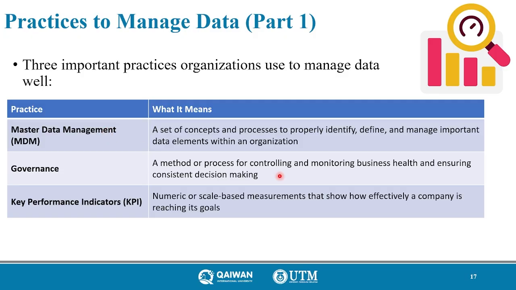Now, Master Data Management would be a set of concepts and processes to properly do what? Identify, define, and manage. Three things of what? Important data elements within an organization. Now, governance would be a method or process for controlling and monitoring business health and ensuring consistent decision making. Now, key performance indicator, it could be numeric or scale based. Of what? Of a measurement. Now, you would say, why do I need a measurement? Either it is scale based or numeric, because it shows us how effectively the company is reaching its goals.